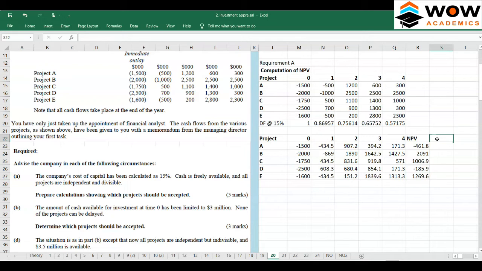Whether it's going to be an accept or reject: as it is a negative number here, a negative NPV, we can directly reject it. Only if it's a positive NPV can we accept it. So we can say that only these projects are accepted.